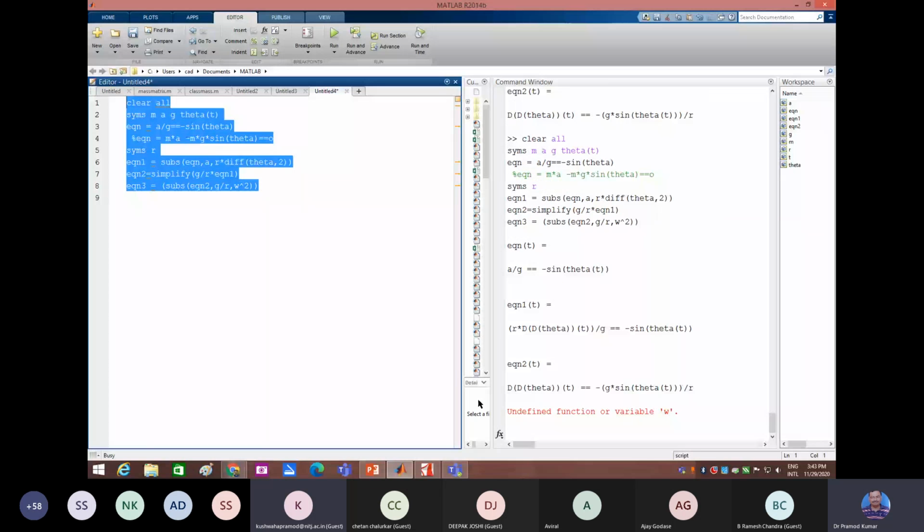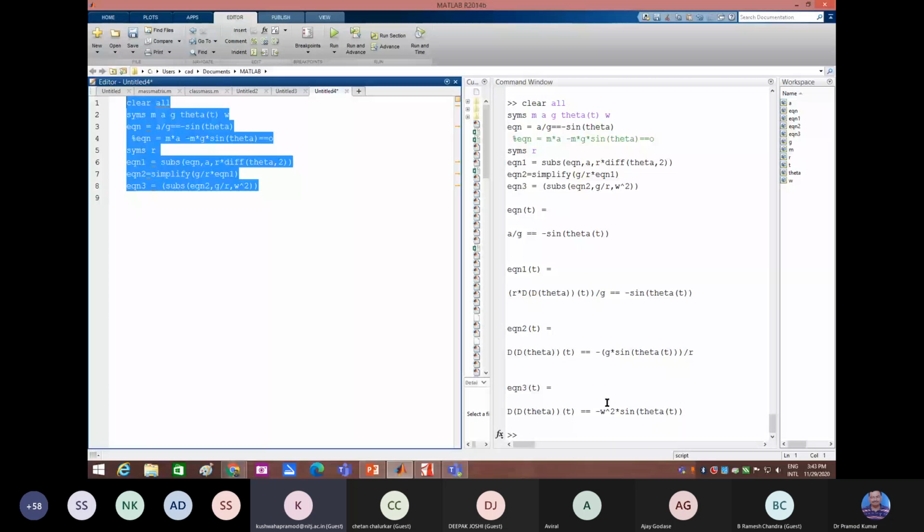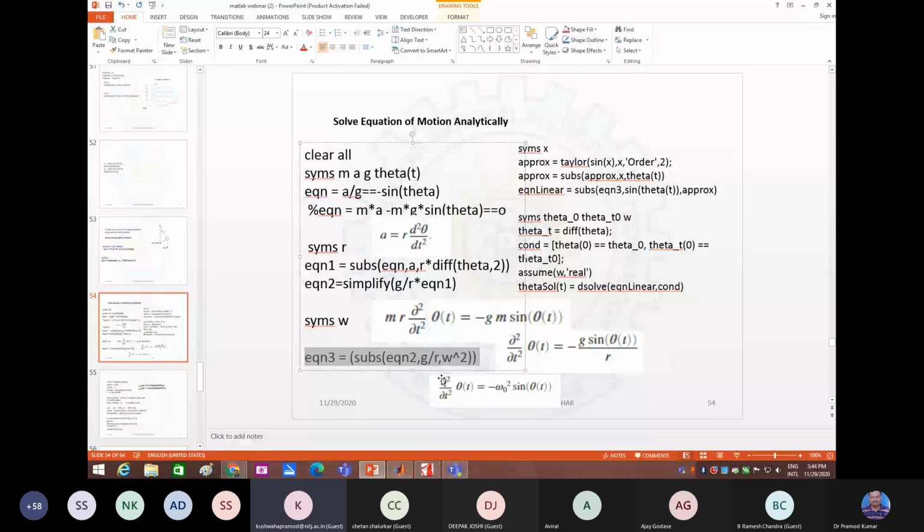W is not defined. We should define W as a symbol. Now you will find omega square sine theta t. Omega square sine theta t. This equation, omega square sine theta t, we obtained from this. Now we will come to the approximation, and then we will put the solution of it.